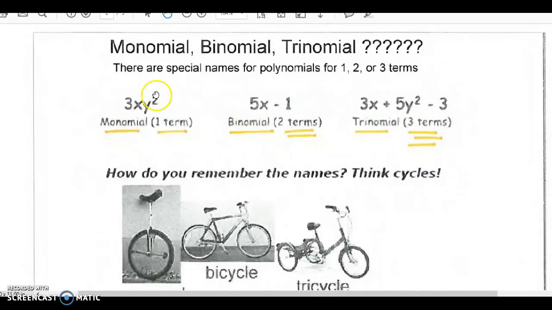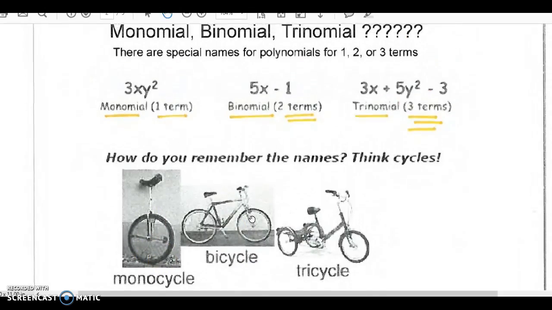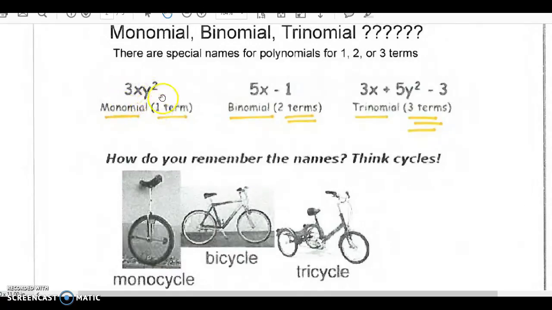So now let's classify what's the difference between a monomial, a binomial, and a trinomial. If you think of your tricycle, your bicycle, and your unicycle down here, the monocycle or unicycle, you only have one wheel. The bicycle has 2, obviously a tricycle has 3. So a monomial is just one term, 3xy squared. Nothing is being added or subtracted. 5x minus 1 is a binomial. There's 2 terms. 2 things are being added or subtracted. And your trinomial is 1, 2, 3 terms that are being added or subtracted together.